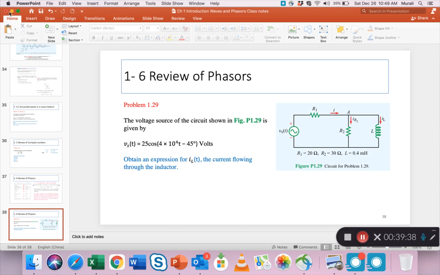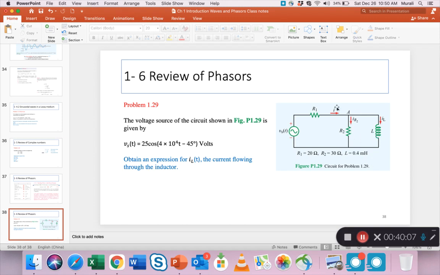Okay. So what is the problem here? Again, there are two resistances and there's one L. The signal is an alternating waveform with a magnitude of 25 volts and a phase angle of minus 45. Omega is 4 into 10 to the power 4 radians per second. Find the current here.